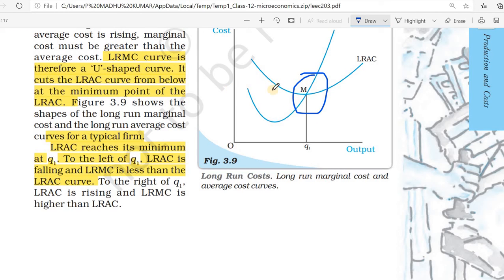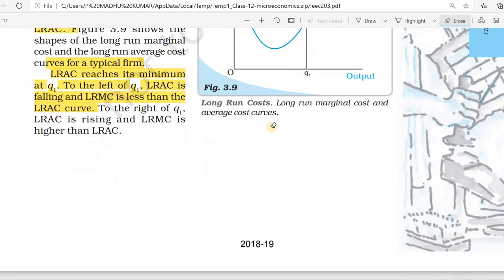To the left of Q1, LRAC is falling, sloping downwards and reaching the minimum. And to the right of Q1, in that area, it is increasing. The LRAC curve increases to the right of Q1, which means here LRMC is higher than the LRAC.